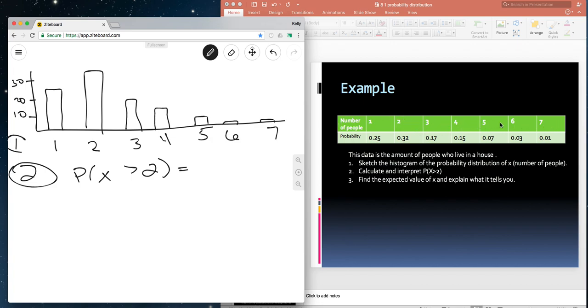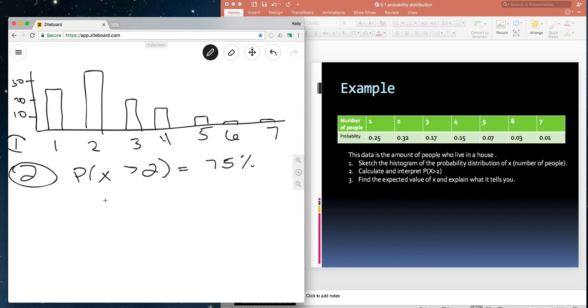So 2, 3, 4, 5, 6, and 7 people in the house. So actually I have to add all of those numbers down below it. So 0.32 plus 0.17 plus 0.15 plus 0.07 plus 0.03 and then 0.01. All of that together is 75% of the people. You may also have found a shortcut. 25% of people have one person living in it. So 2 or bigger would just be 100% minus 25%, which gives you 75%.